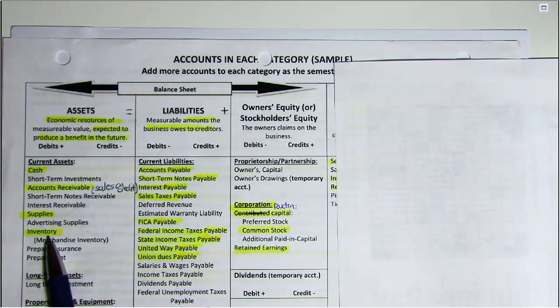Inventory are items that you're going to mark up and then sell to your customers to make a profit. Prepaid insurance is insurance that you pay for now, and it covers a while into the future. You might pay annually for insurance or 3 to 6 months ahead. If it's not used up, if it provides a future benefit, it's called prepaid insurance. Same thing with rent. If you have to pay for rent 3 or 6 months in advance before you use it, it's considered an economic resource because it's going to provide you a benefit in the future.